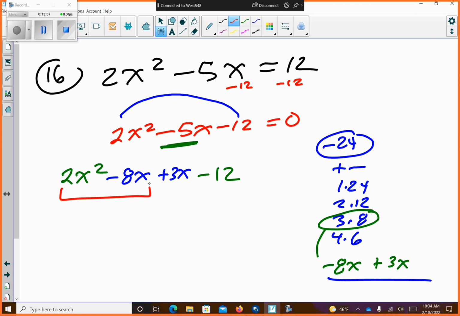What can I factor out of those first 2? 2x. So it's like x minus 4. Good, good, good. Plus sign comes straight down. What can I factor out of these next 2?